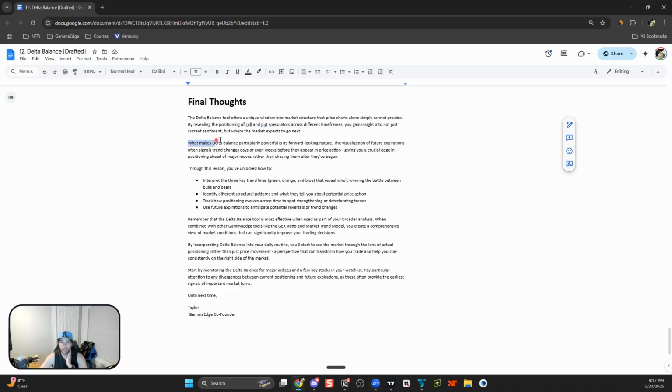And just hitting on that point again, what makes delta balance particularly powerful is its forward-looking nature. The visualization of future expirations often signals trend changes days or weeks before they happen on the price chart, giving you a critical edge in positioning ahead of major moves rather than chasing them after they've begun. Through this lesson, you've unlocked how to interpret the three key lines, the green, orange, and blue lines on the delta balance chart that reveal who's winning the battle above and below spot price, identify different structural patterns and what they tell you about potential price action, right?